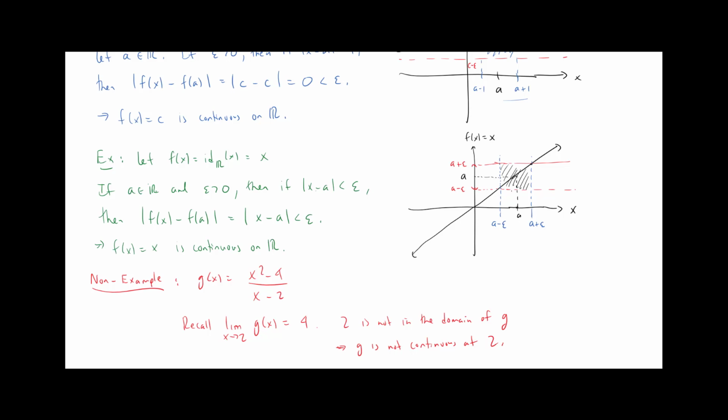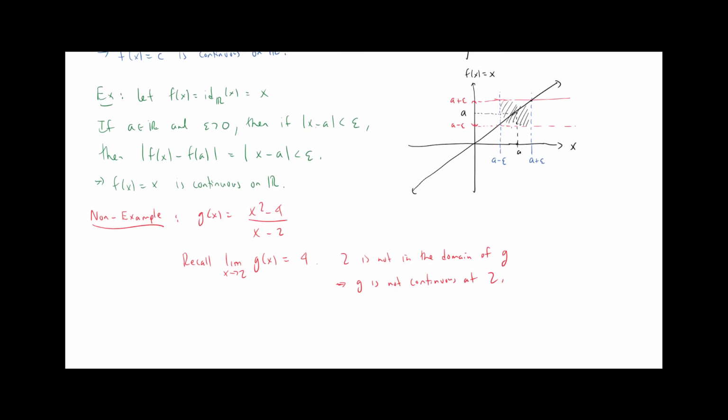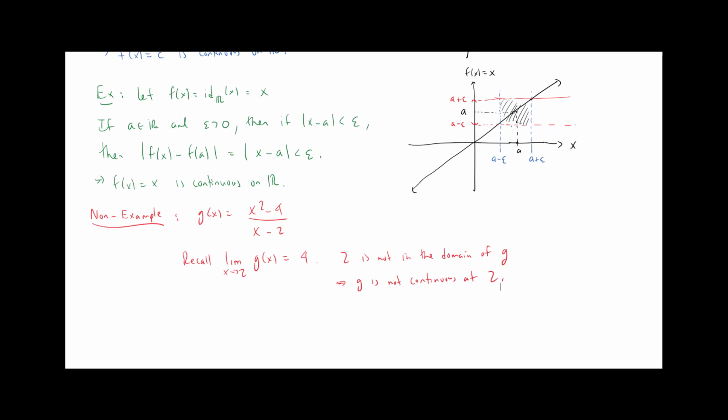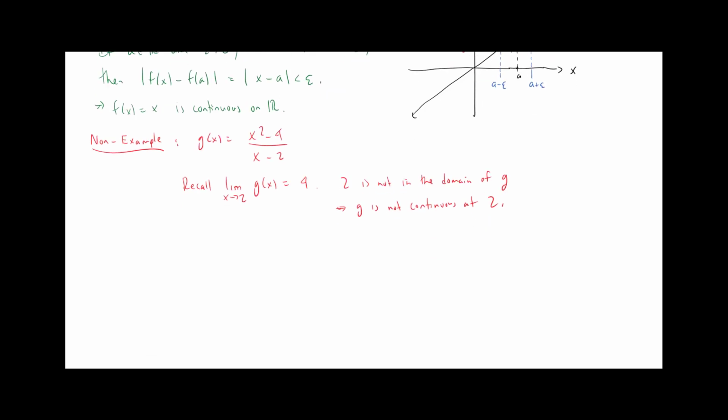Okay, so what about an example where it is in the domain, but you don't have continuity? Well, if it's in the domain and you don't have continuity, easy examples, right, are going to be where the limit doesn't exist. Okay, so let's write down another non-example. So let's take h of x to be this step function, which is equal to 3 when x is smaller than 7, and then 1 when x is greater than 7.